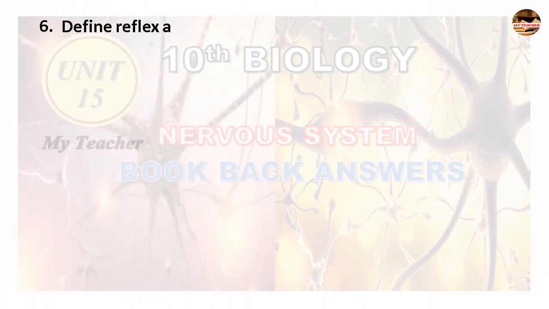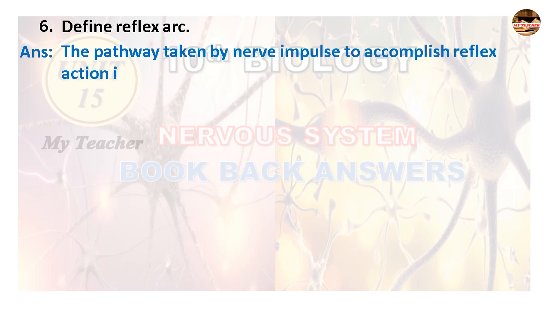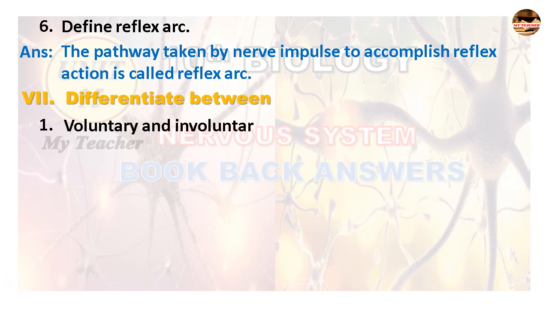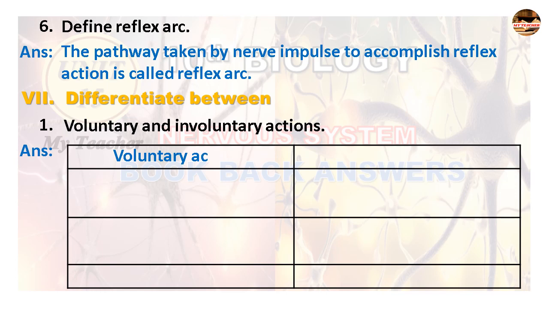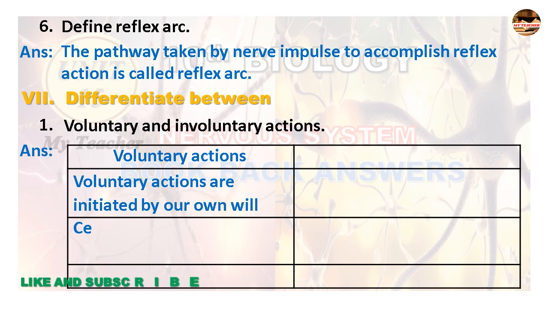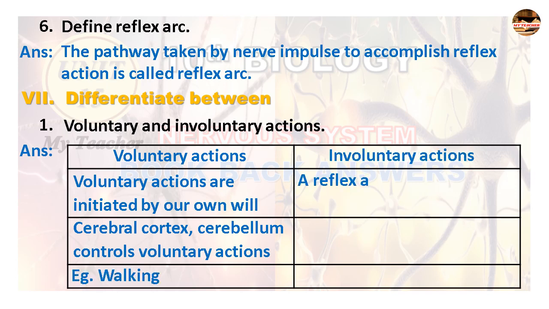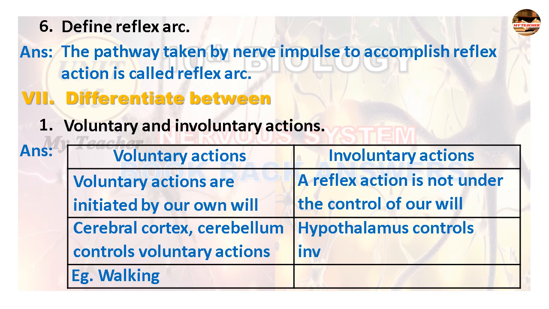Sixth one, define reflex arc. Answer, the pathway taken by nerve impulse to accomplish reflex action is called reflex arc. Differentiate between, first one, voluntary and involuntary actions. Answer, voluntary actions are initiated by our own will. Cerebral cortex and cerebellum control voluntary actions. Example, walking. Involuntary actions, a reflex action is not under the control of our will. Hypothalamus controls involuntary actions. Example, heartbeat.